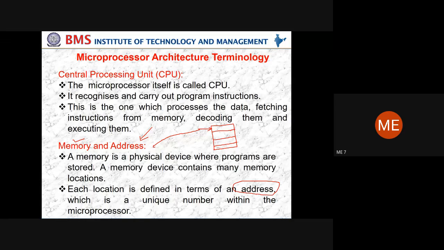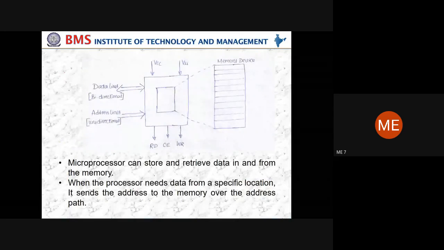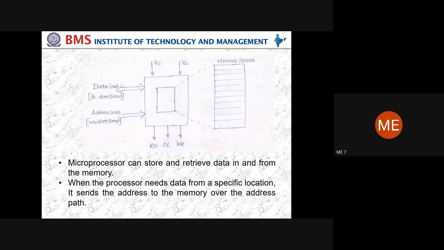Therefore, the memory is a physical device where programs are stored. The memory device contains many memory locations, and each location is defined in terms of an address, which is nothing but a unique number. Here is a simple diagram of the memory. Assume there is a microprocessor chip and you have memory locations here. These are the various locations. Like this, you will have 64 into 1024, so you have 64K.